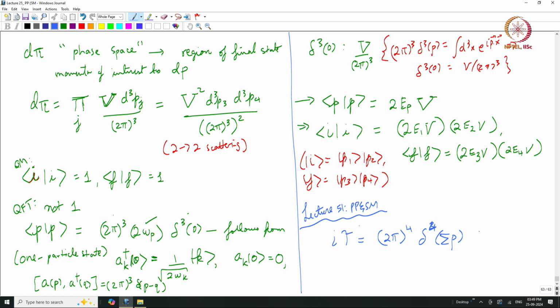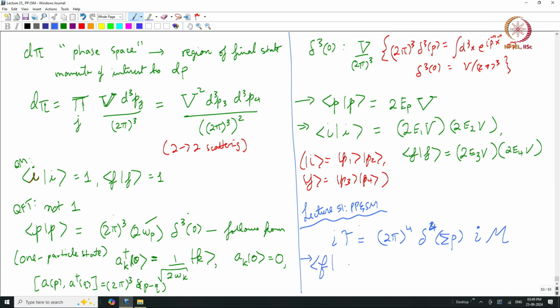Basically energy momentum conservation. Once I do that, I can now pull out, I will take out one more i and write a real number. Okay. So, that M is related to the matrix element. How is that?